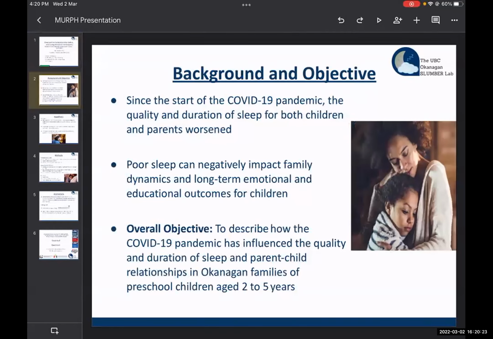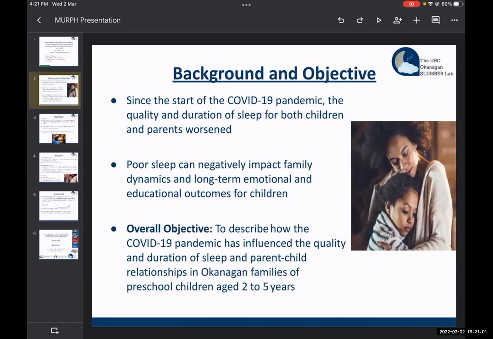So what is our study, the background, the objectives? Since the start of the COVID-19 pandemic, we know that sleep across the lifespan of Canadians has generally become worse. It's known that poor sleep can have long-term negative impacts on child and youth outcomes, as well as family relationships. We think, therefore, it's of critical importance that we seek to understand the changes in both sleep and family relationships that have been brought about by this pandemic. And the current study that we're engaged in is investigating how the COVID-19 pandemic has influenced these variables within Okanagan families who have young children between the ages of 2 and 5.